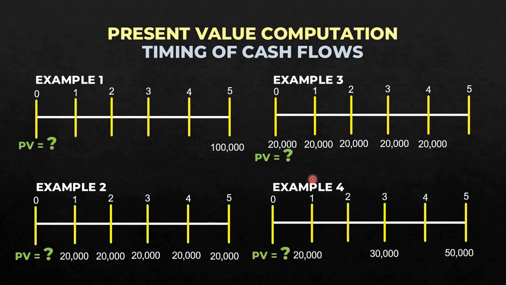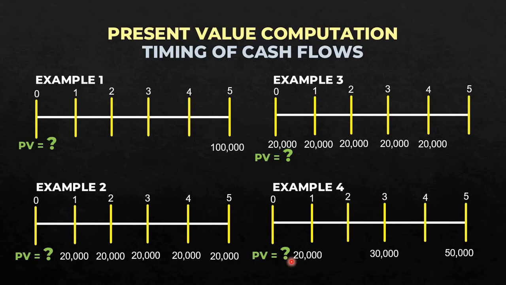Then lastly, example number 4. So sa example number 4 naman, ang timing naman ng ating cash flow ay 20,000 at the end of the first year, then 30,000 at the end of third year, then lastly 50,000 at the end of fifth year. And again, all these amounts are after the result of compounding of interest. And again, these are all cash inflows in the future. So, kung ito ang mga inflows daw dapat sa future, magkano dapat ang outflow natin at the present date, which is the present value.